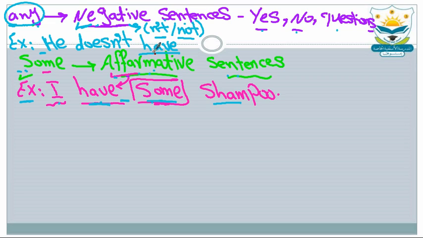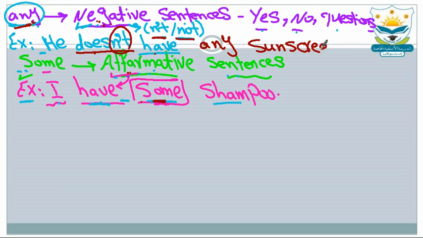He doesn't have some or any. Is this sentence affirmative or negative? Of course I said the negative has n't or not. Here I have n't, so this sentence is negative, so we should use any or some. We should use any. He doesn't have any. Okay? Any, for example, sunscreen.